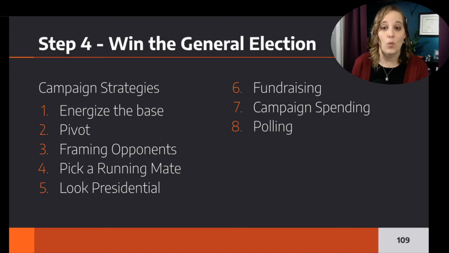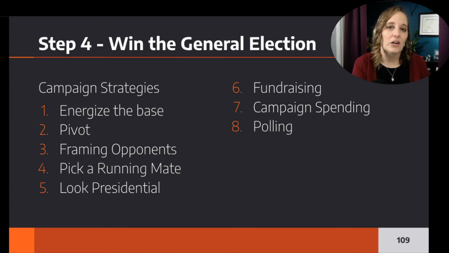Once a candidate has won their party's nomination, however, they typically tend to pivot. And what that means is that they can turn slightly towards the middle and moderate their ideas. The reason that they do this is so that they can garner support from more central voters, because that's where most of the voters who are undecided are going to come from. The next strategy is to frame your opponent or create a cohesive narrative for the electorate about who your opponent is.